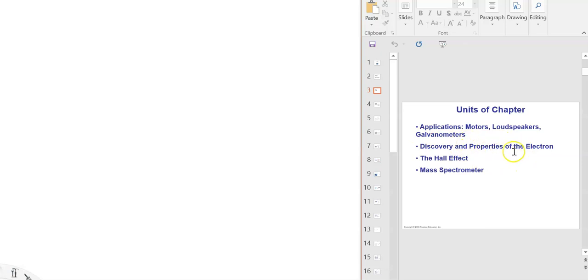We'll talk a little bit about something called the Hall effect, very important when it comes to magnetism. Mass spectrometer. This is something you use in your chemistry lectures or chemistry related research. How this thing works, what's the working principle behind it. So these are some of the topics we will be discussing. Okay, all right, let's move on.